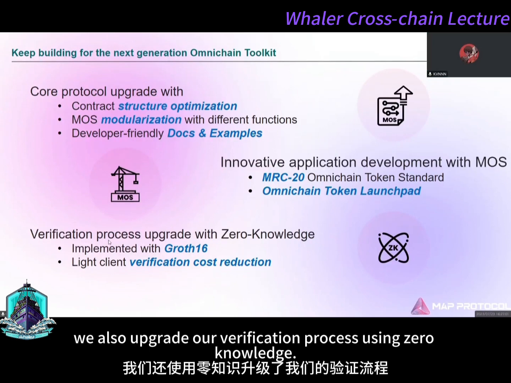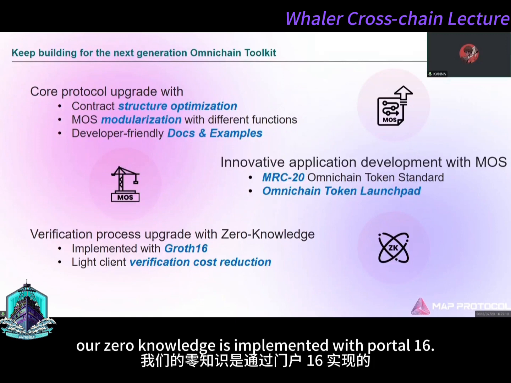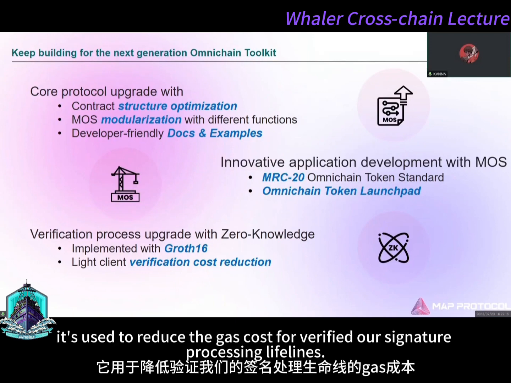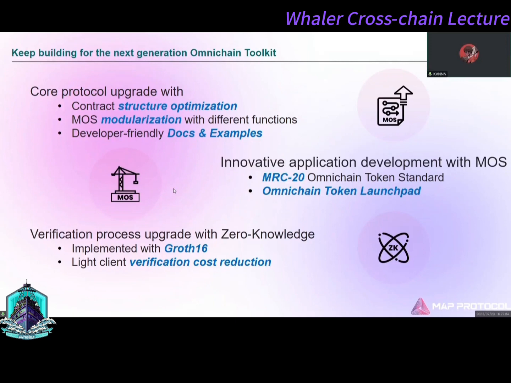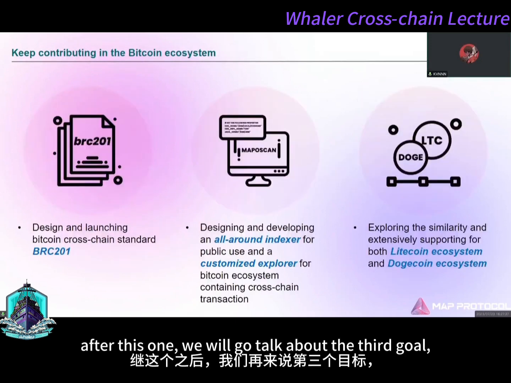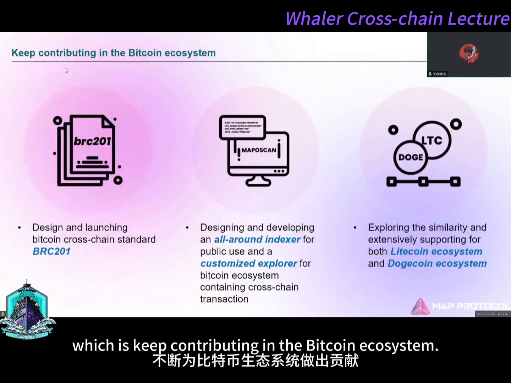And we also upgrade our verification process using zero knowledge. Our zero knowledge is implemented with Pro 16, and it is used to reduce the gas cost of our signature processing in the Light-client. It will be significantly reduced during the signature verification process in the Light-client. After this, we will talk about the third goal, which is to keep contributing to the Bitcoin ecosystem.